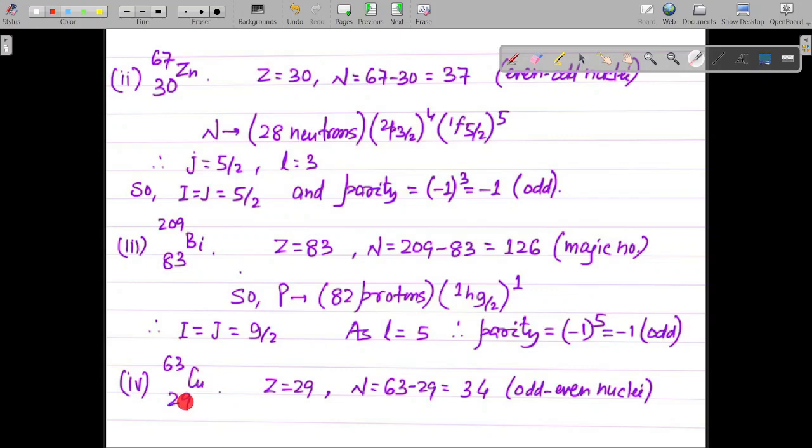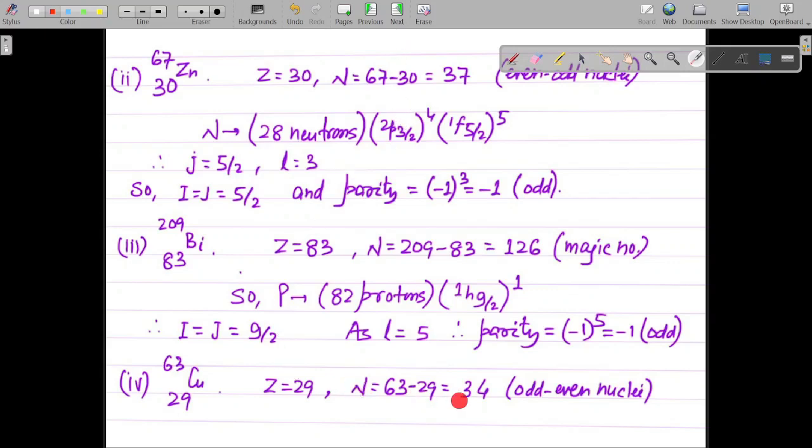Now copper 29 63. Clearly you can see that copper 29 63 is there. Now Z equal to 29 for this copper 29 63. The number of neutrons is 63 minus 29, that is 34. So it is an odd even nucleus. This is odd and this is even. Clearly it is an odd even nucleus, right?